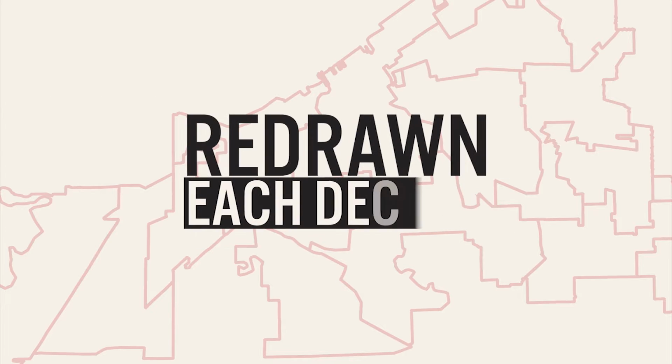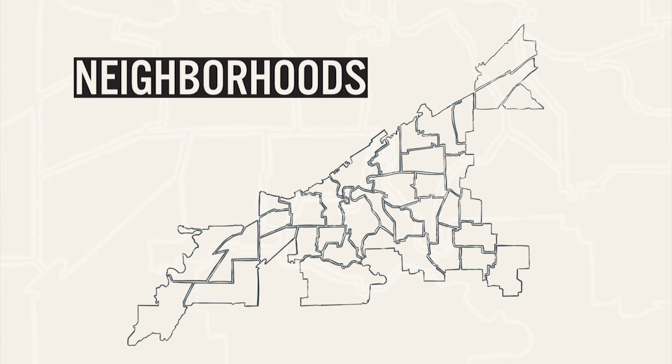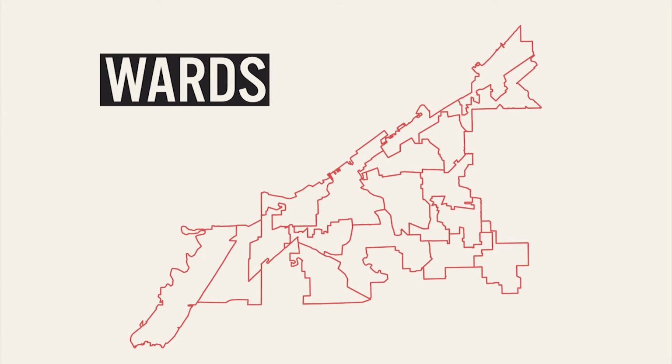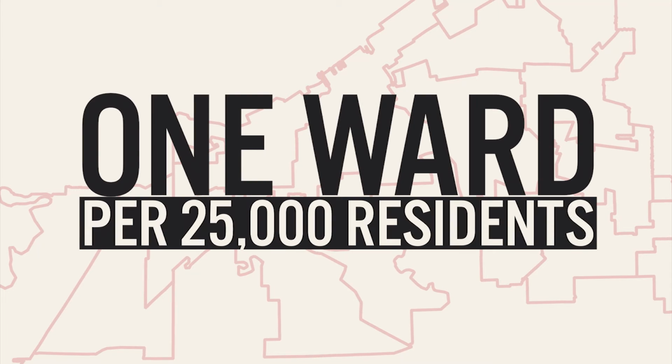Ward boundaries must be redrawn each decade after the census to match the city's population. You want to keep neighborhoods as whole as possible because people are really attached to their neighborhood. That's what gives it a sense of community. However, because of population decline in certain areas after the census, we always have to recalculate the wards. Cleveland's charter says each ward is roughly 25,000 people.